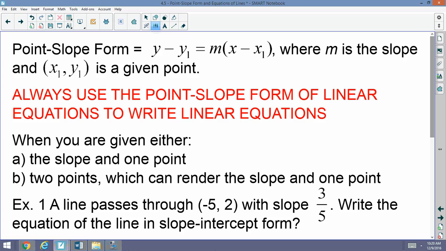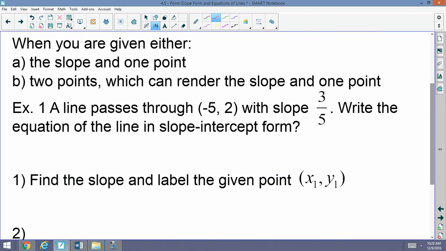A lot of people argue with me because they say, Mr. Morrow, they said to write it in slope-intercept form. Why do you go to point slope form first? So let me explain the alternative way to find this.